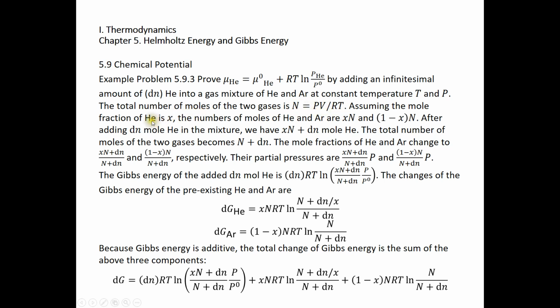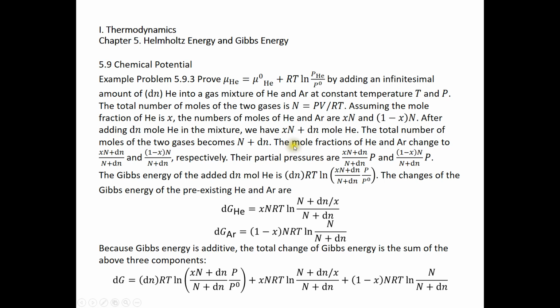Assuming the mole fraction of helium is X, then the number of moles of helium and argon are X times N and 1 minus X times N. After we add this infinitesimal amount of helium in the mixture, the amount of helium is Xn plus dn. The number of moles of these two gases becomes this uppercase N. This is the previous number of moles plus dn, the added amount of helium.